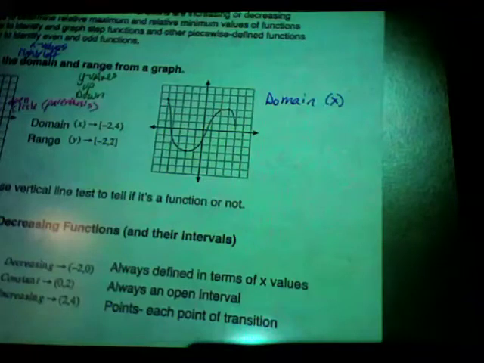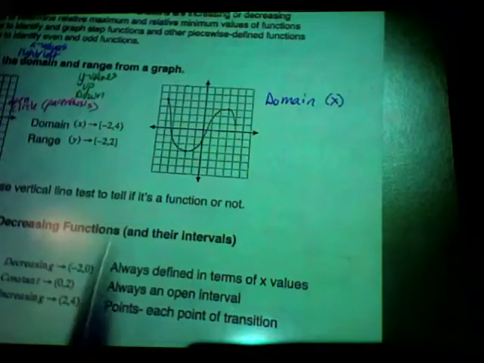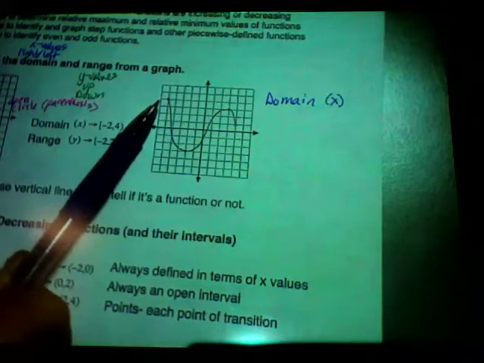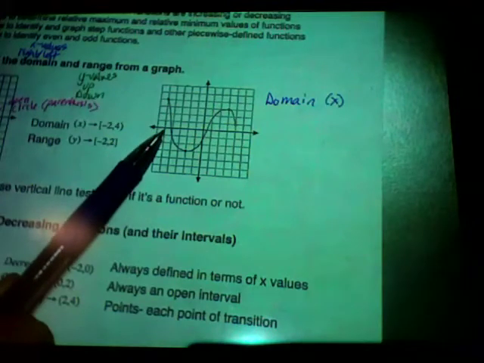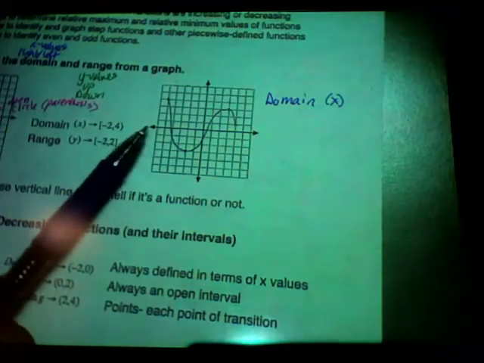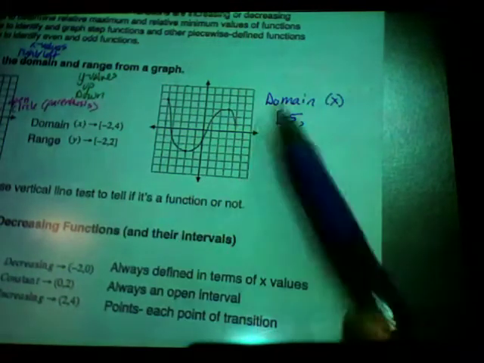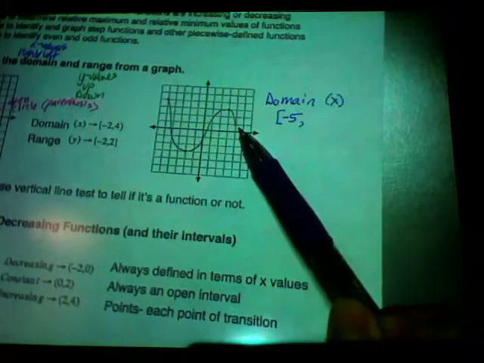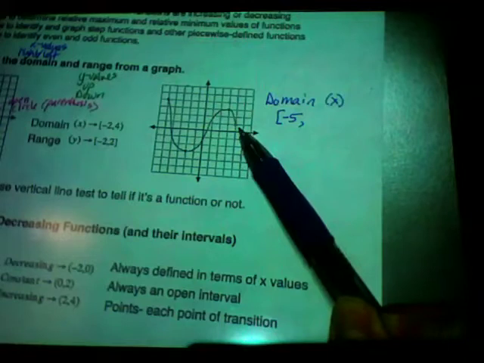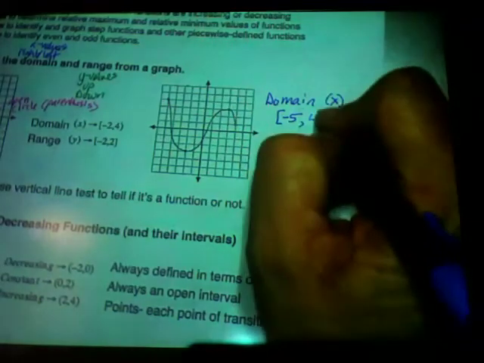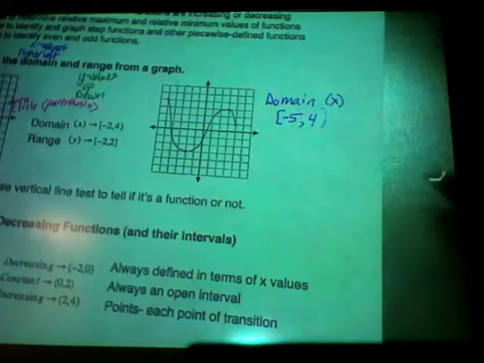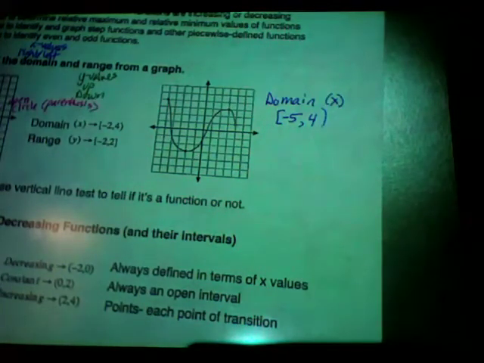All right, what is domain? Domain goes left and right. So what is your leftmost value for domain? Yeah, this is my leftmost value. So if I go down here to the x-axis, that is negative what? Negative 5. And it's a closed circle, right? So we want to put a bracket at negative 5 and then go all the way to the right. This is the rightmost point. It's an open circle and it's at what? 4. So I want to put comma 4 and then parentheses, right? Because it doesn't include 4.